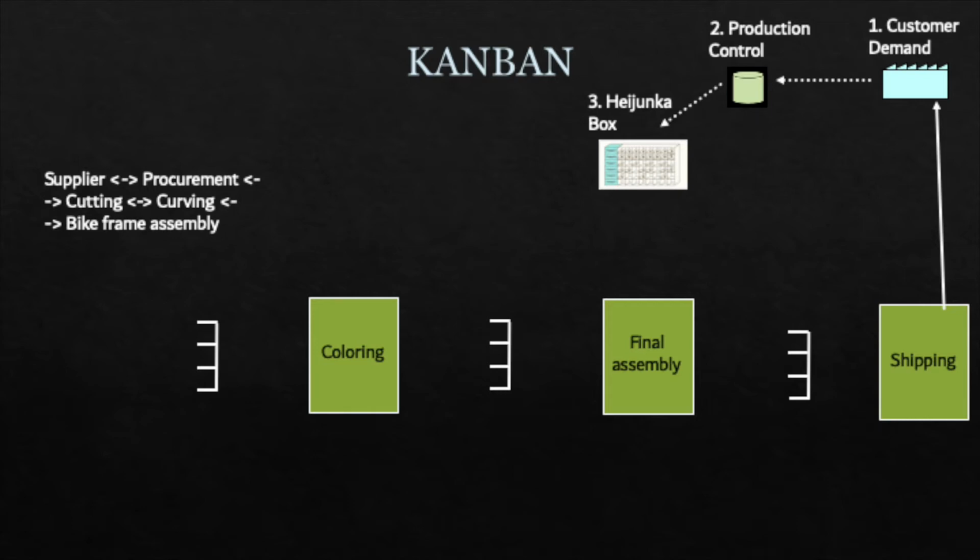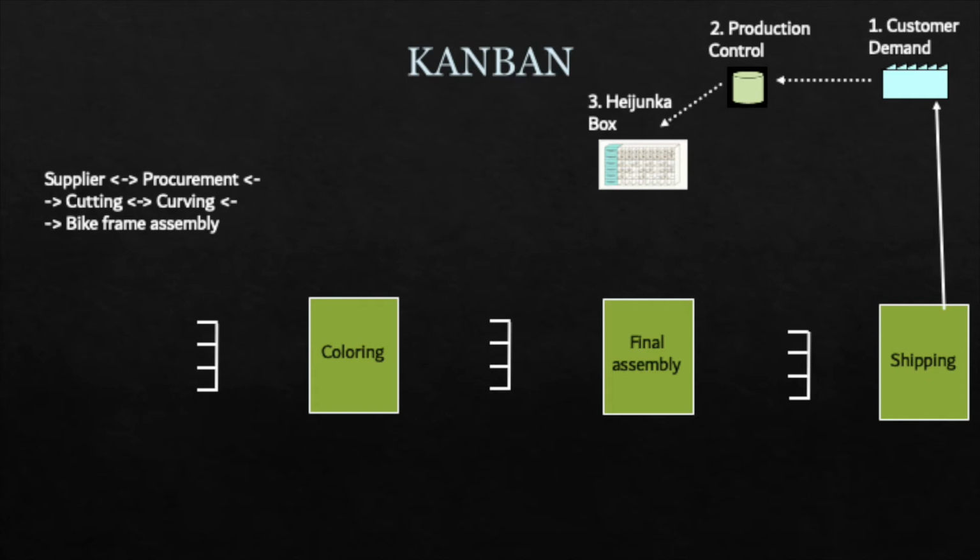The Heijunka box is a rack with several rows and columns. Each row stands for a different product type and each column for a predefined time interval. In our example, the different product types are bikes with different colors, and the time interval is 2 hours. The Heijunka box contains so-called Kanban cards with information about the individual product types and batch sizes. In our example, the Kanban cards contain information about the bike color and the batch size is 1.